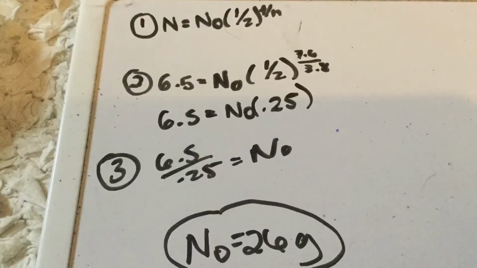Like the problems before, you should start by writing out the equation, then plugging in your knowns. You need to find the initial amount, therefore you have to divide 6.5 by 1/2 to the 7.6 over 3.8. Conveniently, that is 0.25, and when dividing that into 6.5, the answer will be 26 grams.